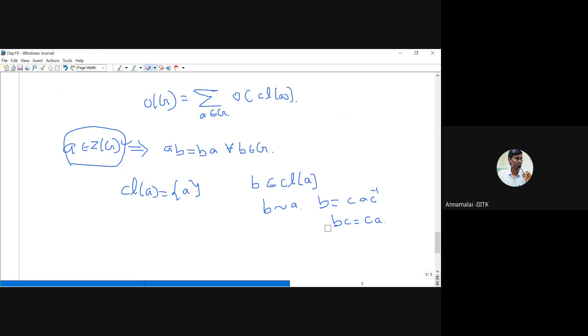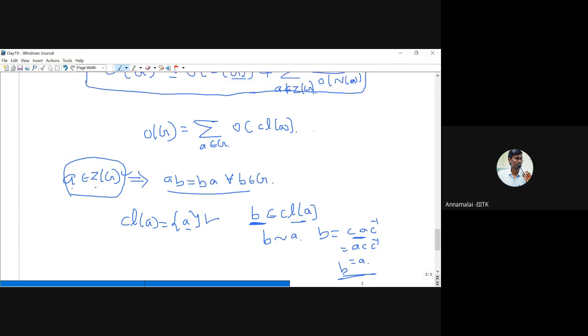Since A is an element of Z of G, A satisfies the commutative property with every element, in particular with this C. Therefore CA can be written as AC times C inverse, and C times C inverse is the identity. Therefore we get A, so B equals A. So if we start with an arbitrary element in CL of A, that element must be equal to A. Therefore CL of A contains only one element if A is a member of Z of G.